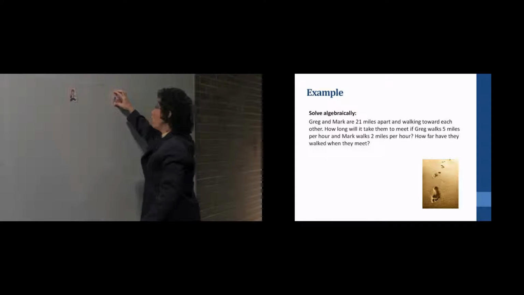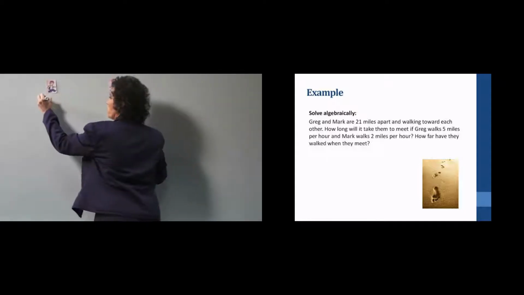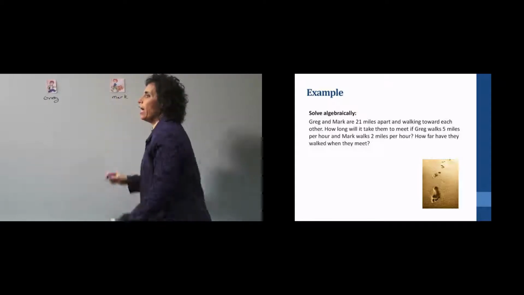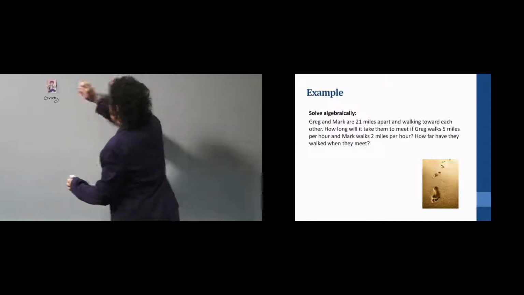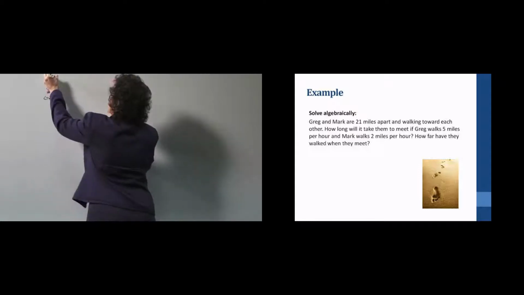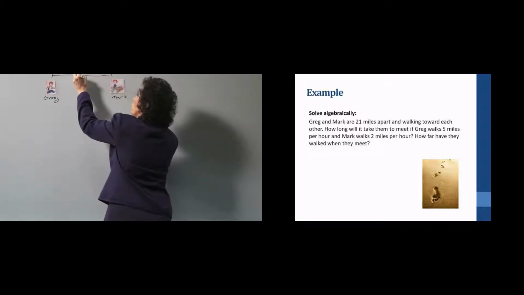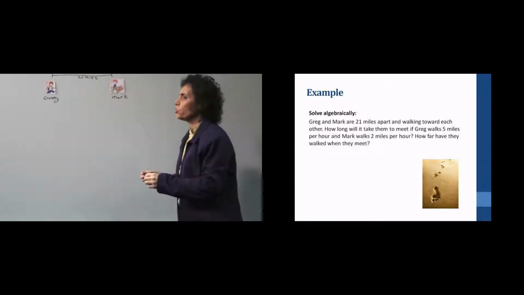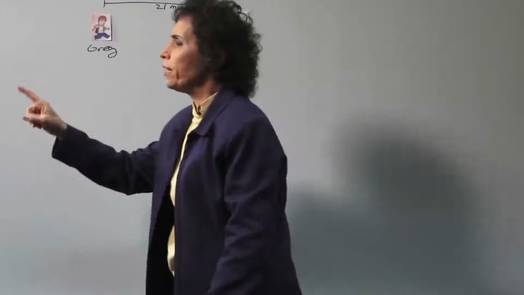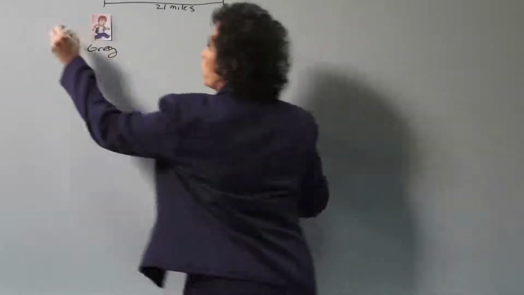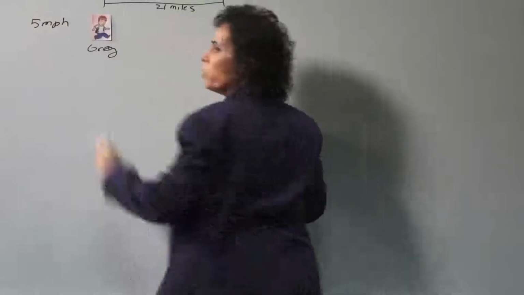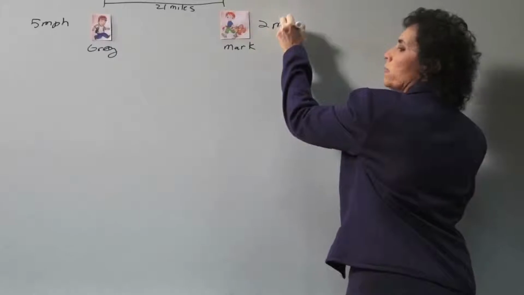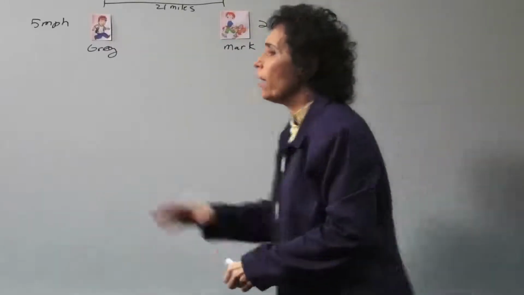Now listen. I happen to have Greg and Mark. Here's Greg. Here's Mark. I know we didn't say Mark has a dog, but Mark has a dog. There's Greg and there's Mark. Okay. And they're 21 miles apart. That's what I know. So right now, Greg and Mark are 21 miles apart, walking towards each other. How long will it take them to meet if Greg walks 5 miles per hour and Mark walks 2 miles per hour? Okay, how far have they walked when they meet?